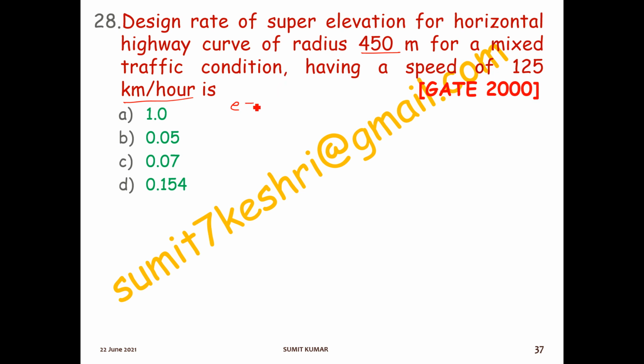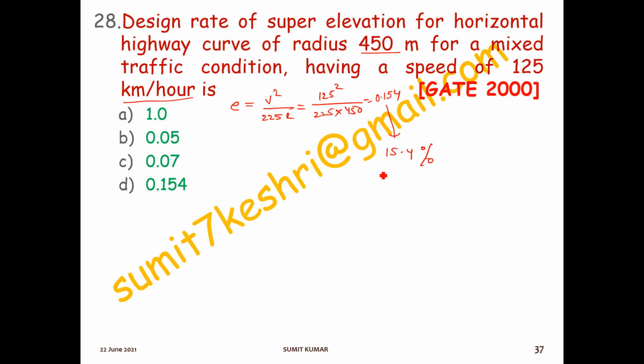So here E is equal to V square by 225 R. This is the basic equation. V is given here, 125 square divided by 225 into R. Radius is 450 meter. So solve it and you will see the value of E is 0.154, that is 15.4%.